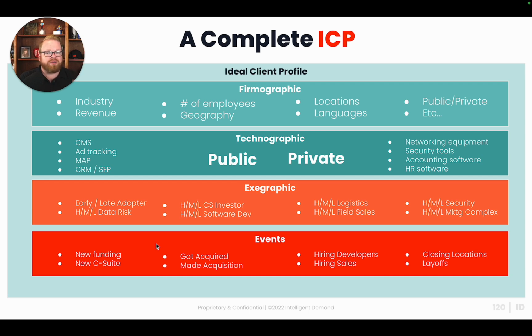These four levels, firmographic, technographic, exegraphic, and events, tend to be the things that are most relevant for your ICP. At least the first three. Events are sort of a bonus, and sometimes don't fit in the ICP, but maybe do fit in your tiering and segmentation and prioritization as well. They sort of straddle a little bit. So anyway, that's what a really great ICP looks like.